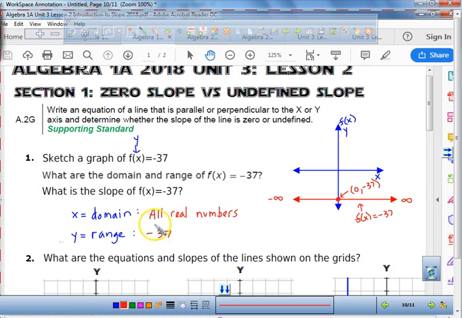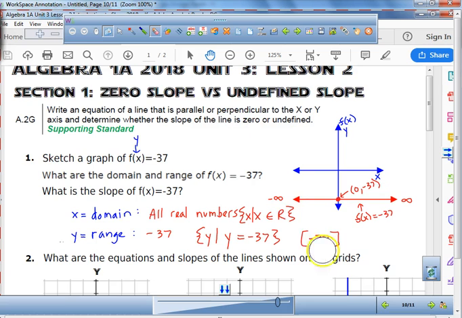Now, the domain is all real numbers. Some of you might say x is simply an element of the real number system. So we say the set of all x values such that x is an element of the real number system. Over here, we'd say the set of all y values such that y is simply equal to negative 37. That's how you would write it in set notation. Interval notation, we'll talk about that in Algebra 2, but it's written like this: bracket, negative 37, bracket. We'll get to that when you go to college algebra. Right now, all you need to know is that it's all real numbers and negative 37.